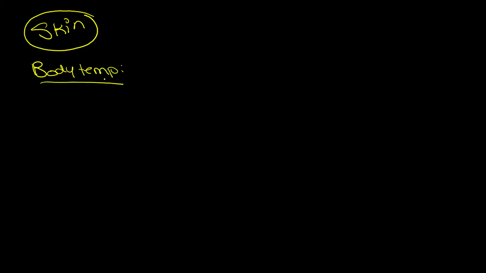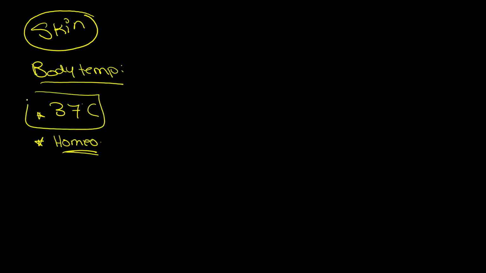Why are we going to study the skin? Because the skin is the largest organ in the body that helps to maintain the body temperature. And of course, maintaining the body temperature at 37 degrees is a typical example of homeostasis. Here no hormones are involved, so we just say it's homeostasis.